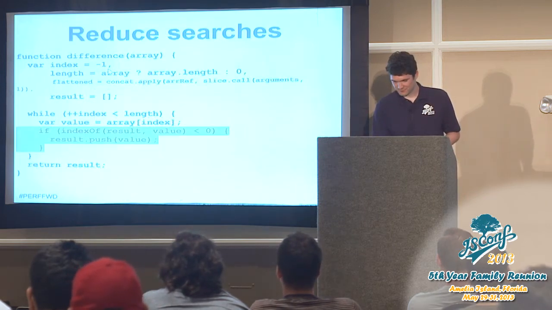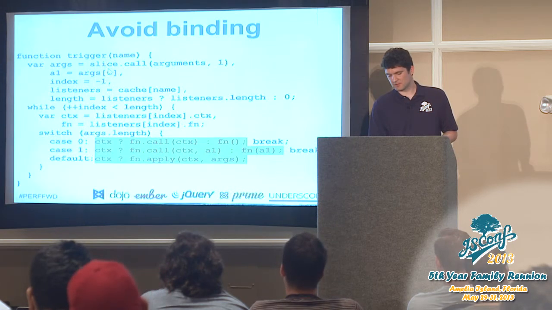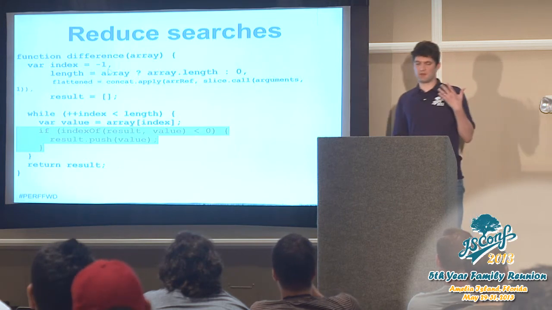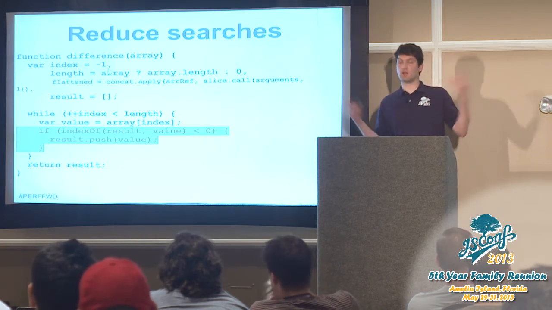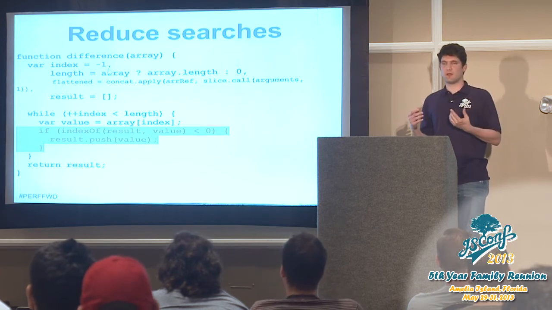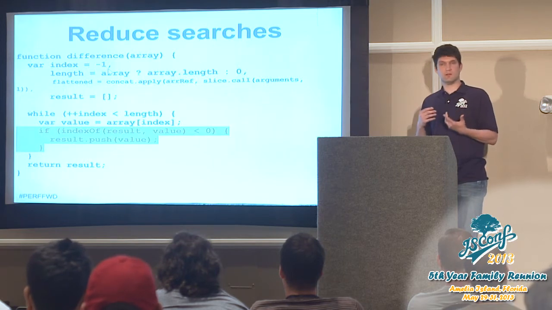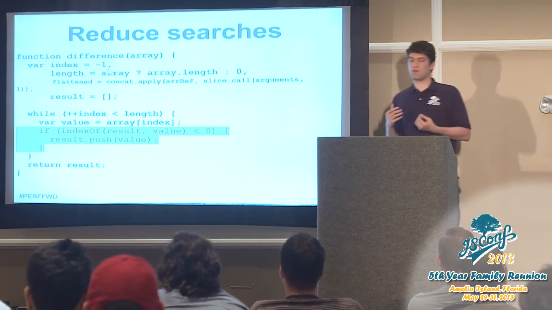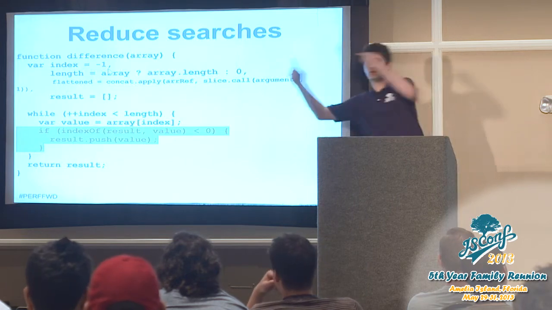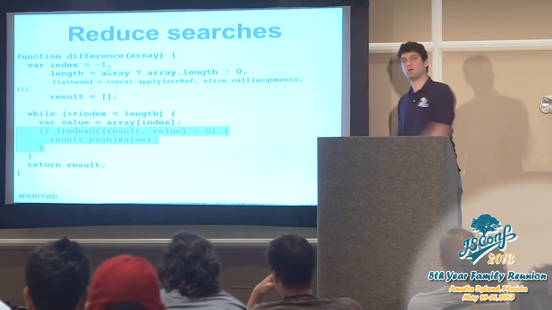All right, so the next technique I have is reduce your searches. A lot of people, when they have a large array or a group of arrays, want to do operations like without, union or unique on their arrays. But that's doing a lot of linear searches, indexOf values, going through the collection every time. And that's very, very slow.